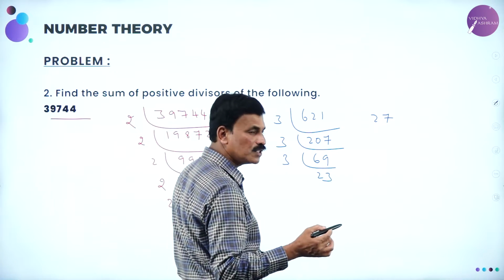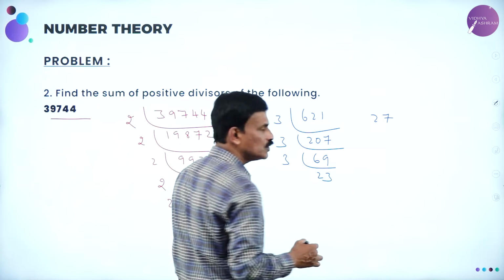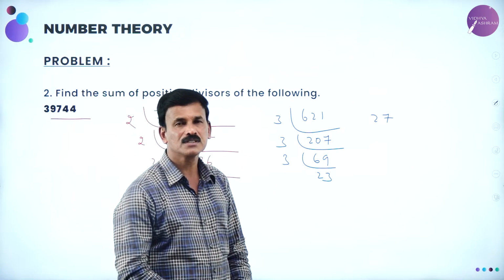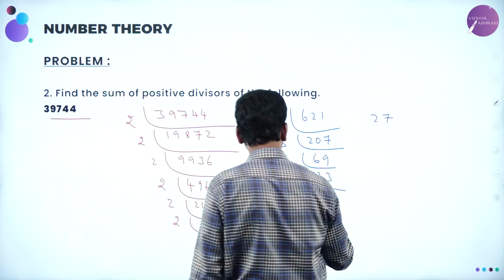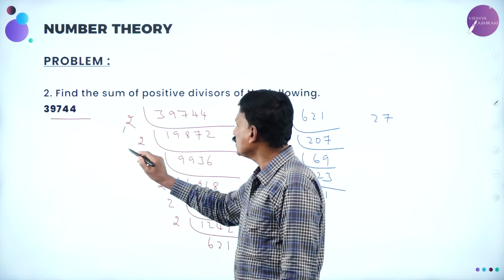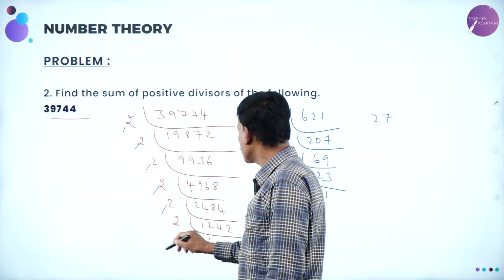Again, is it possible to divide by 3? Now you cannot divide 23 by 3, right? Therefore this can be written as 23 into 1. So therefore the canonical form of this is 1 2 3 4 5 6.